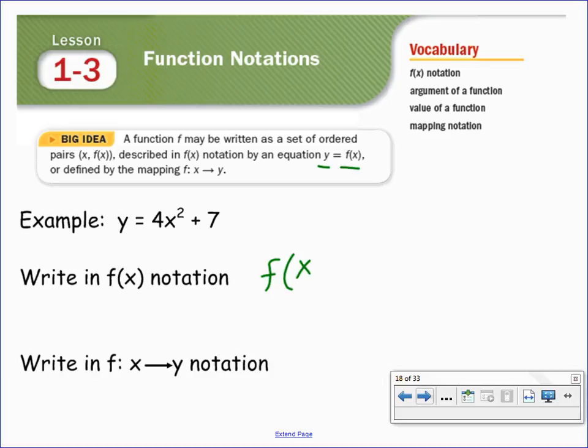And so I could rewrite y as f of x. And then my same formula rule, 4x squared plus 7, is what I use for my rule. So if y equals 4x squared plus 7, so does f of x. F of x is how I read that function notation, often called Euler notation, after Leonard Euler, a famous mathematician.